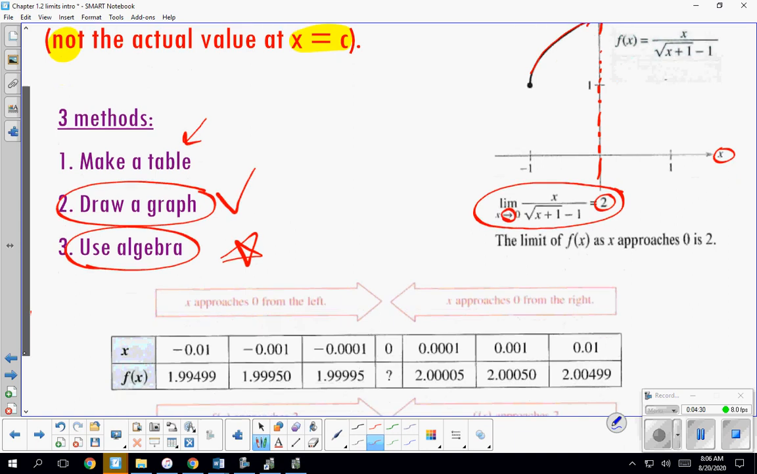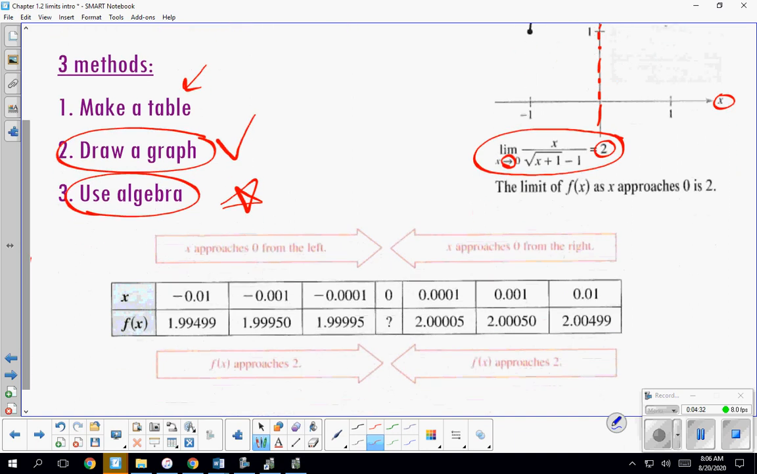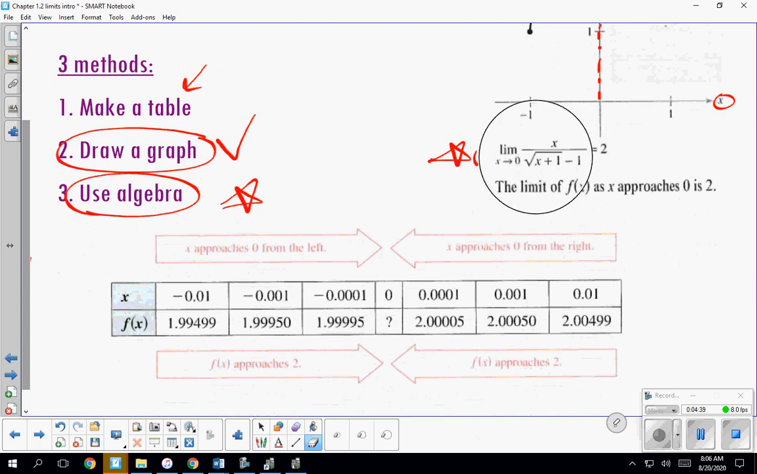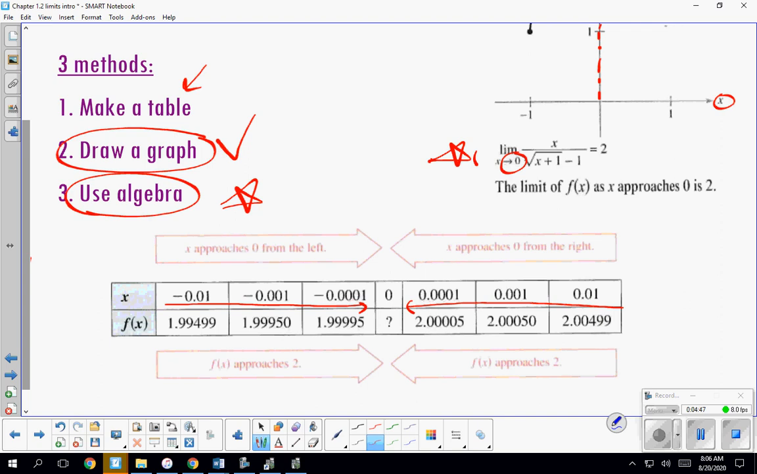If we're looking at a table, here we have a table of values. If we were using this same problem and we had a table, again, this says we're going towards 0. That means we have to come in from the right and from the left, and we're trying to figure out what y value we are getting really, really close to. So you can see here we're getting really close to 2. Here we're also getting really close to 2, so that's our limit.